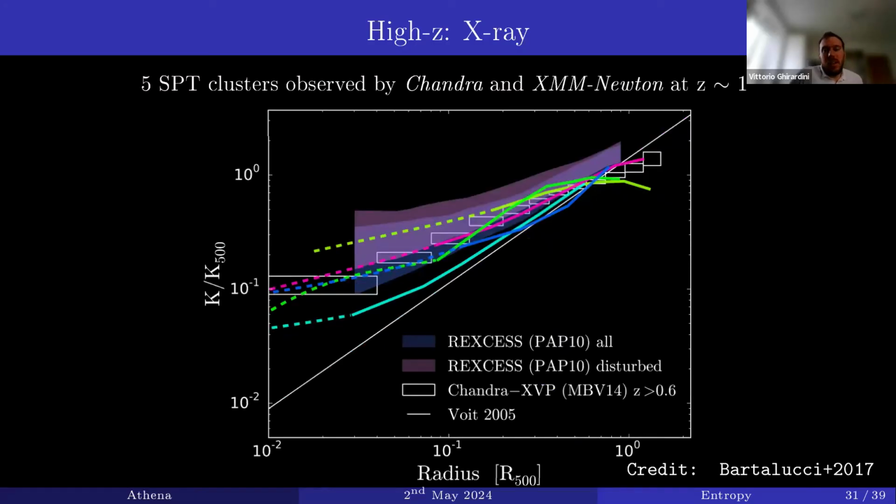Only later on, with more dedicated follow-up observations, very long XMM and Chandra observations of high redshift clusters, was it possible to reach and go slightly above R200 using X-ray only datasets. This, for example, is the work by Bartalucci et al. in 2017, where they used 5 SPT selected clusters at redshift of about 1. In all of these cases, even with a lot of exposure time, not many of them actually reached R500. And still, up to the last measured data point, the profiles were following very closely the self-similar gravity-only prediction shown here by the white line.